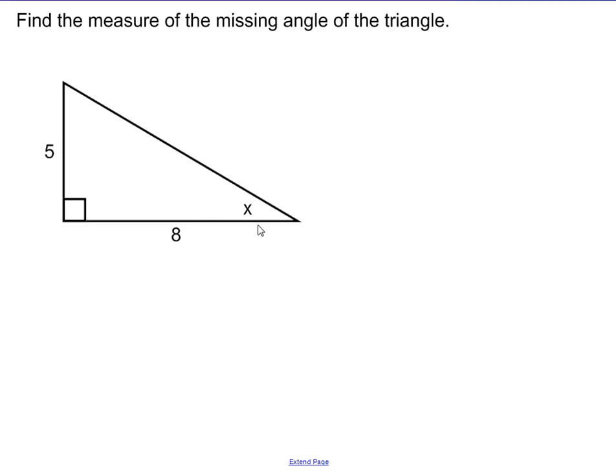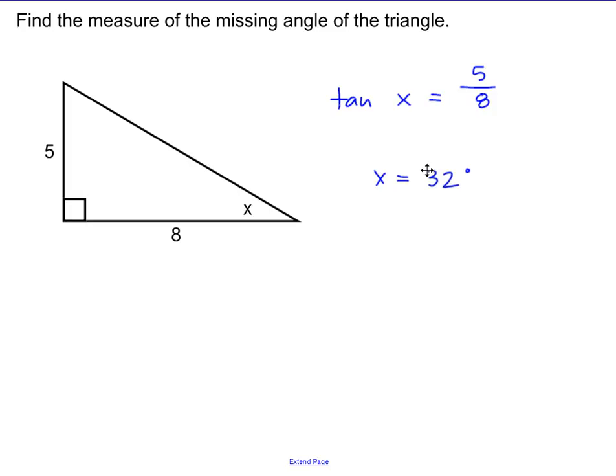There's another example. This time we're using tangent because it's opposite and adjacent. So the tangent of angle x is 5 over 8. When I do the inverse tangent of 5 over 8, rounded to the nearest degree, I get that x is 32 degrees.